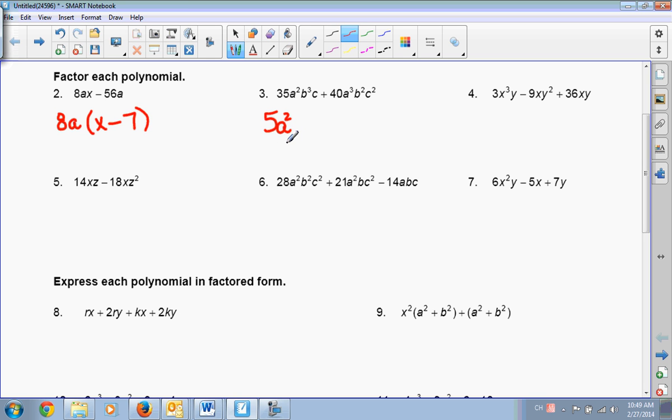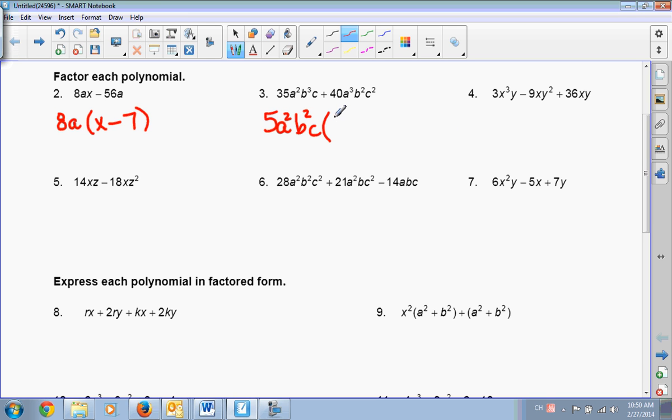Go with me? Okay, B's. This has a B cubed, this has a B squared. How many do they have in common? B squared. This has a C and this one has C squared, so what do they have in common? C. Just C. They don't both have a C squared. So we can only pull out one C. Okay, so we say what's left over.